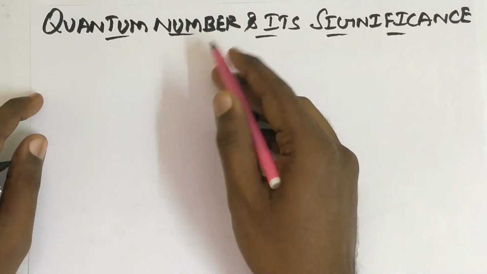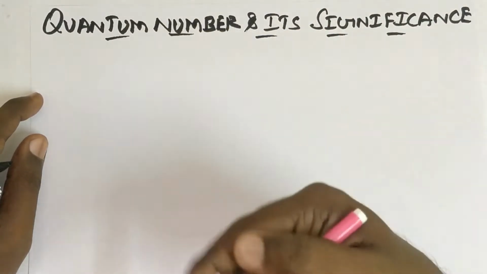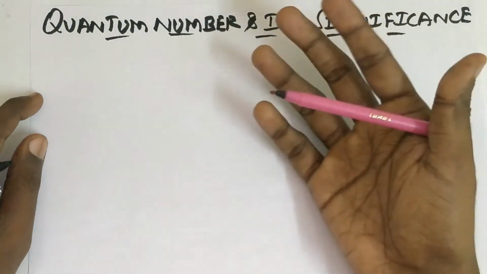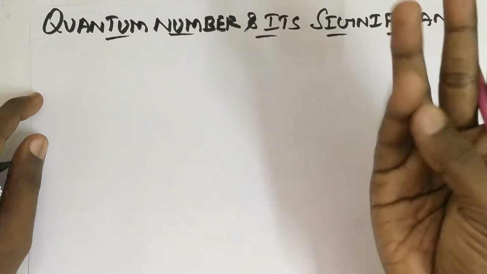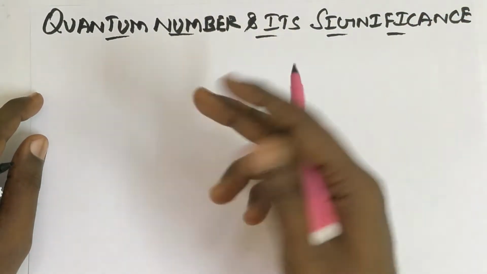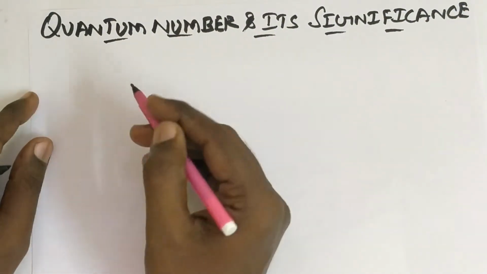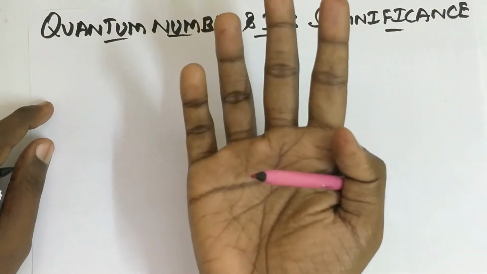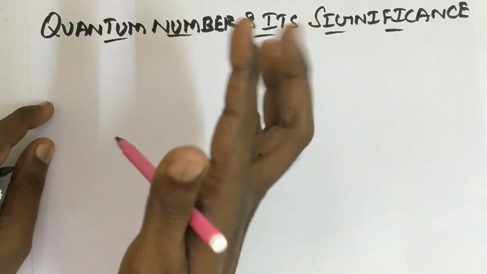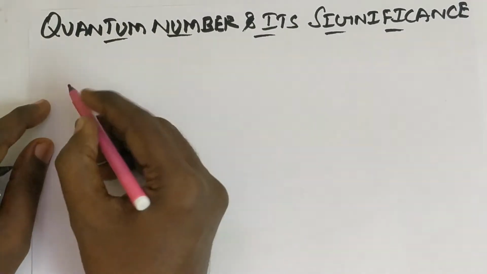So next topic is quantum number and its significance. Using these formulas and values, we are going to see some significance: how to find out the subshell, and how to find out the orientation of the orbital. We've seen 4 quantum numbers, but now we're going to see only 3, because the last one tells only about the spinning of electrons. So we're going to study only 3 quantum numbers.